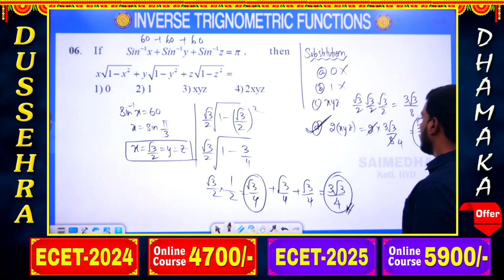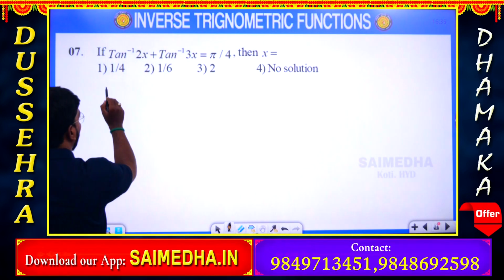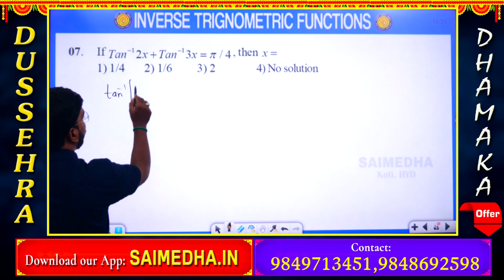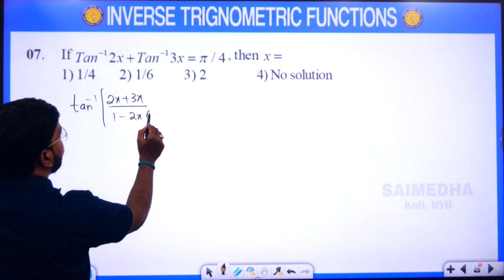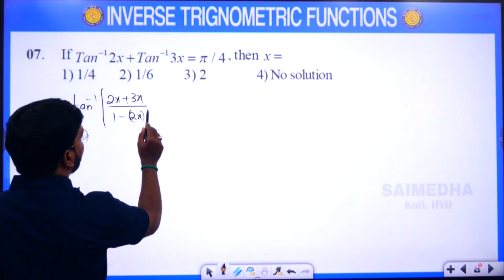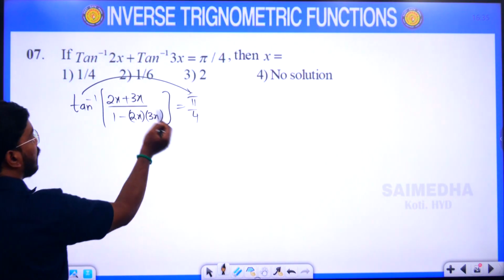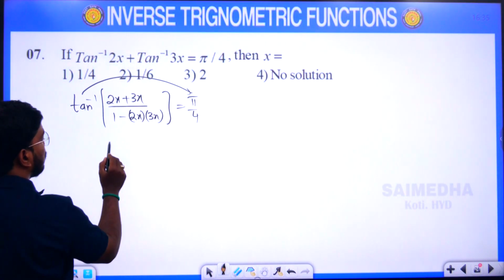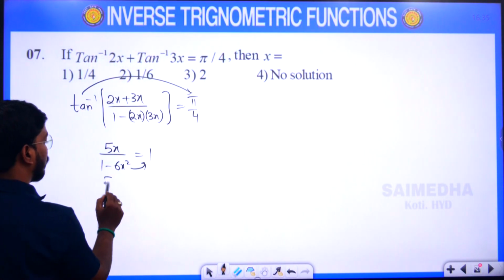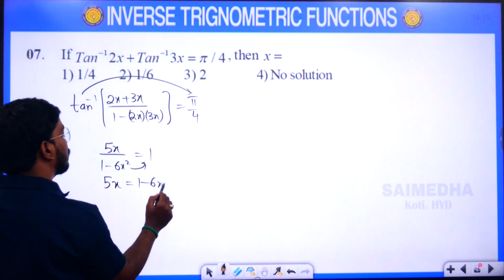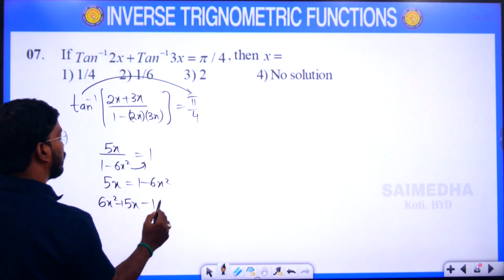Okay, see one more question. Tan inverse of 2x plus tan inverse of 3x is equal to pi by 4. We know the formula. It is going to become tan inverse of (a plus b) divided by (1 minus ab) is equal to pi by 4. Tan is going to the right hand side, tan pi by 4, it is 1. So 2x plus 3x is 5x. 5x divided by 1 minus 6x square. 5x is equal to 1 minus 6x square. 6x square plus 5x minus 1 is equal to 0.